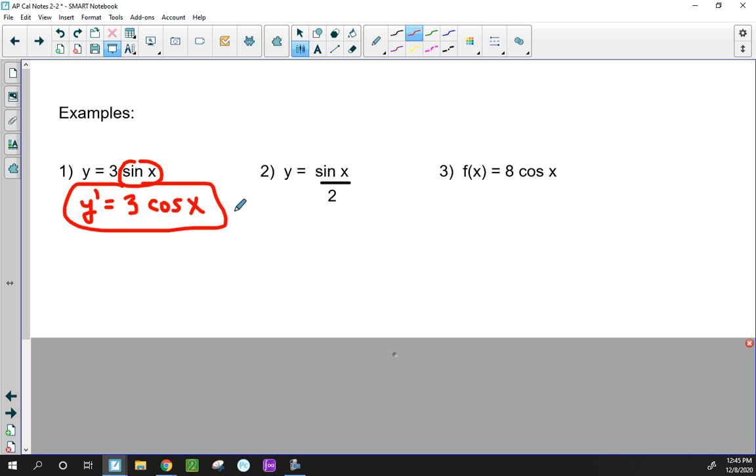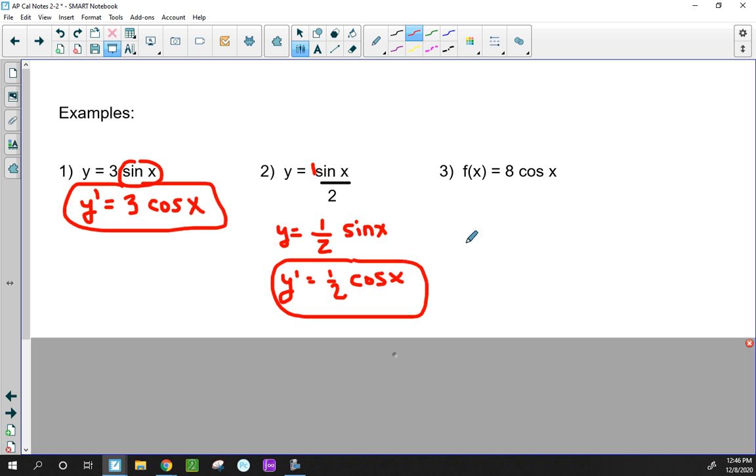Very straightforward. Number 2, y equals sine x divided by 2. One thing I like to do when it's divided by a single number is rewrite it so it matches number 1. I like to think of it as a fraction, 1/2 sine x. So if that's my problem, then my derivative is going to be 1/2, and the derivative of sine x is cosine x. And that's it. And then the third one, f of x equals 8 cosine x.